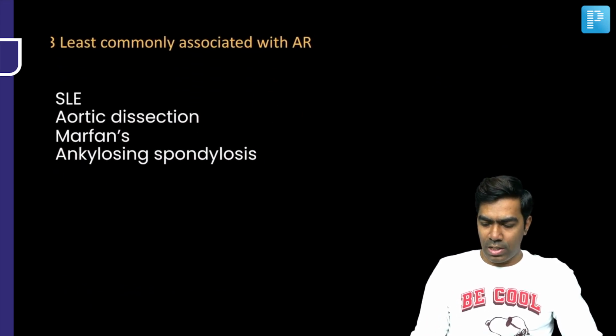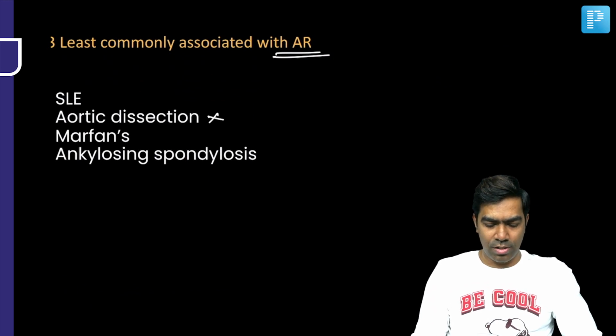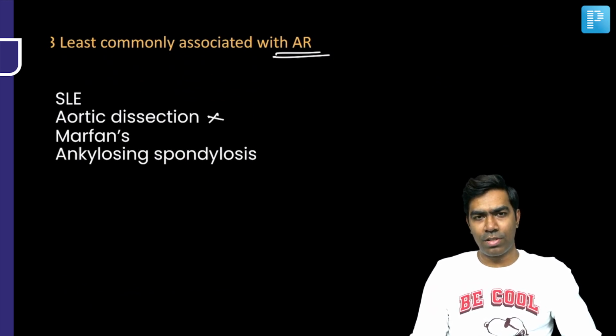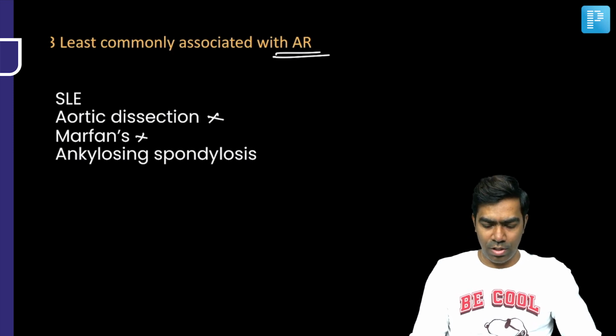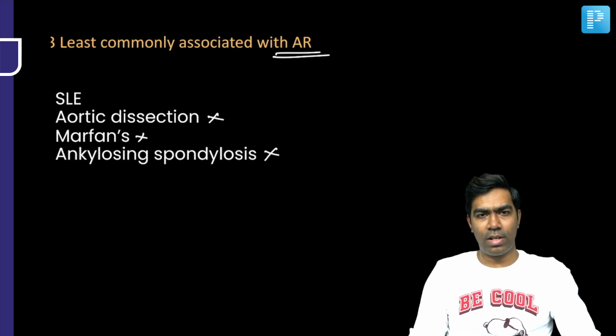So, coming to question 13, least commonly associated with aortic regurgitation. It's not aortic dissection. We know that aortic dissection can be commonly associated with AR, and Marfan syndrome is very commonly associated with aortic regurgitation, and ankylosing spondylitis is also going to be associated with aortic regurgitation. This is because of aortitis, inflammation of the aortic root. In fact, the most common valvular heart disease in patients with ankylosing spondylitis is going to be aortic regurgitation only.